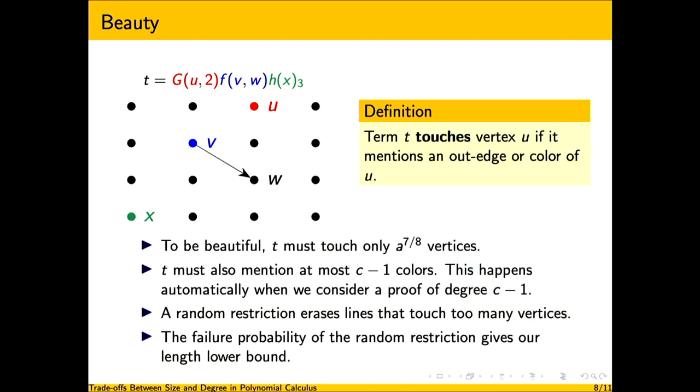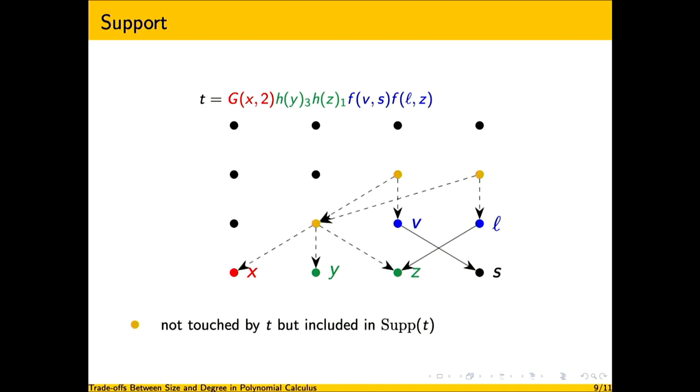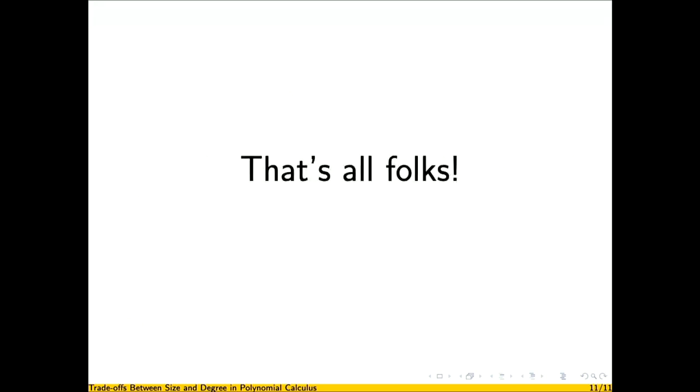I'll just skip this because we don't have a lot of time. But we also need to quotient by some extra vertices to make things work because we have an expander graph. If a vertex is bottlenecked and all its edges go through touched vertices, then we also need to quotient by its axioms. So here are some extra vertices that are bottlenecked. And that's pretty much it. It'd be cool to see trade-off results for some other systems. And yeah, that's it.